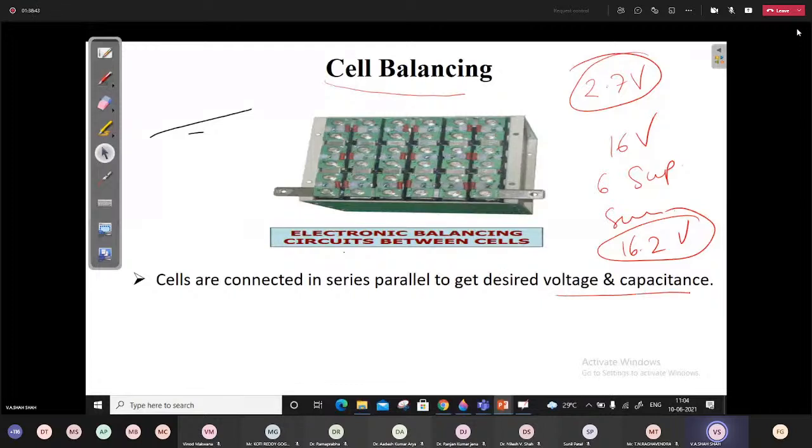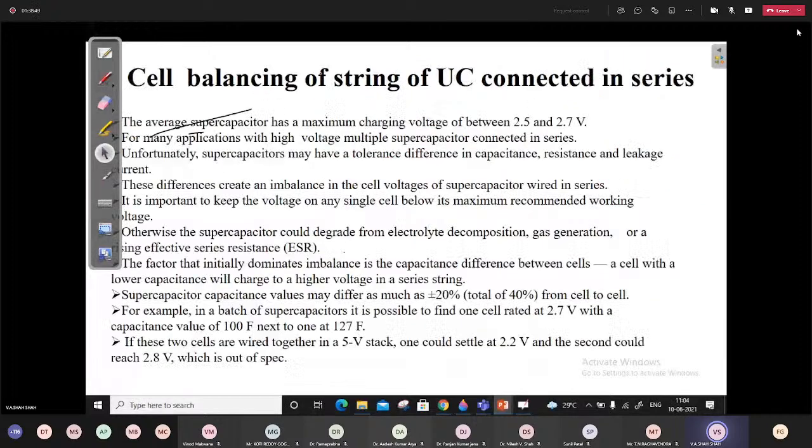So usually, let's say we are connecting a number of capacitors in series. But as we know, the electrode characteristics may not be the same for all the capacitors, and that's why they will have different voltage ranges. Some capacitors may get charged and some may not get charged.